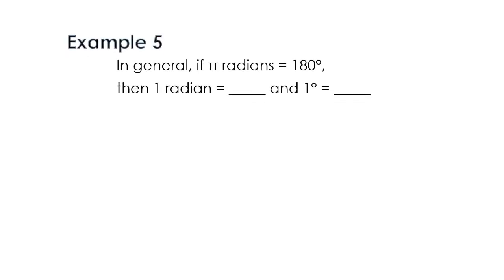So in general, if pi radians equals 180 degrees, then 1 radian equals 180 degrees divided by pi, and 1 degree equals pi divided by 180 degrees.